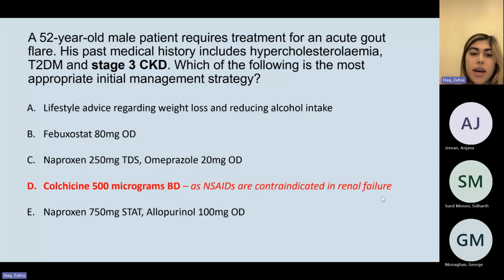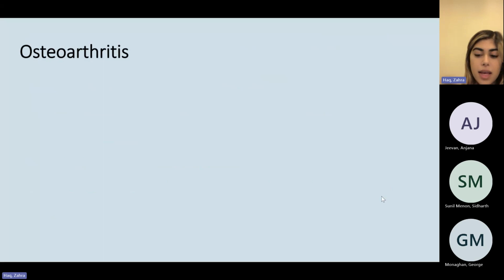Now, we might want to say naproxen out of instinct just because it's an NSAID. However, if we look closely at the question stem, he has stage 3 kidney disease, and in terms of naproxen, we should avoid NSAIDs like that. So colchicine would be our next best treatment option. And acutely as well, as he's just presented, he would need the acute management plan, which is colchicine, not allopurinol.